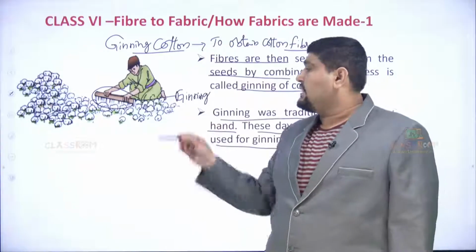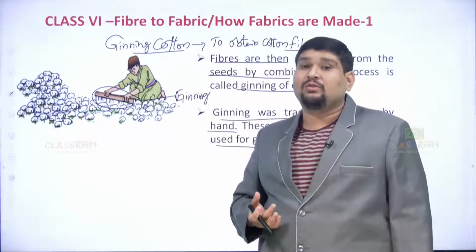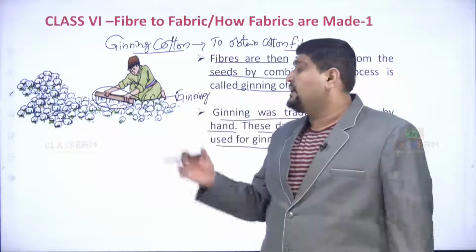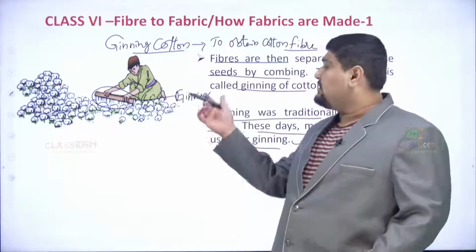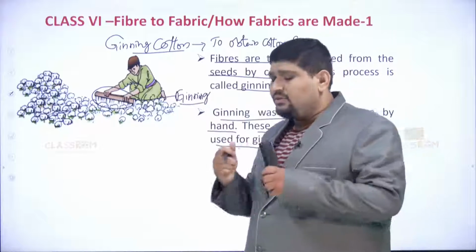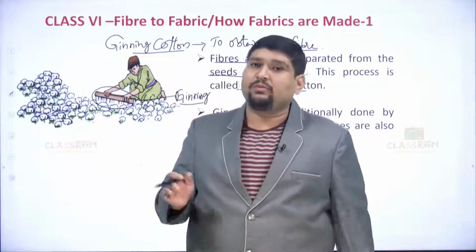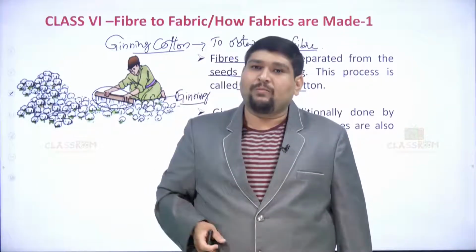Instead of doing it by hand, as there is advancement in technology, ginning is mostly done with machines. You can see these ginning machines here. This is an old traditional method where you can wash out all the seeds and get rid of the impurities present in it, to get the cotton balls in pure form.